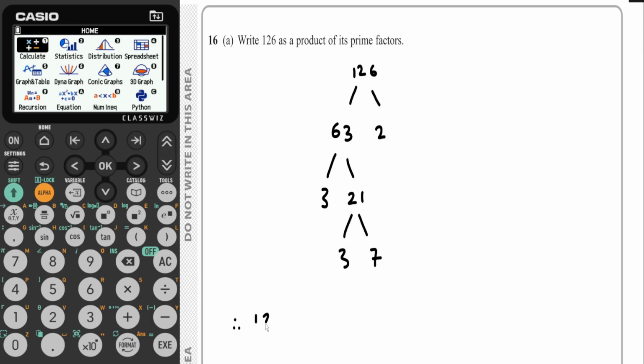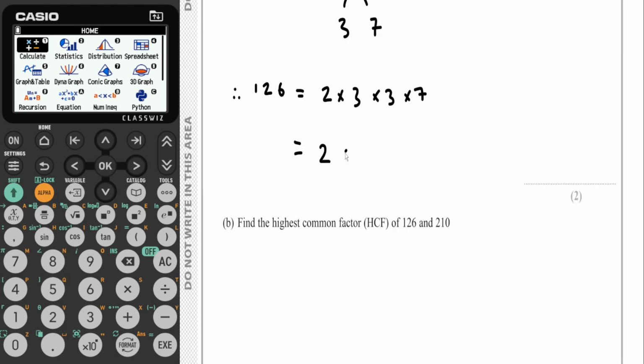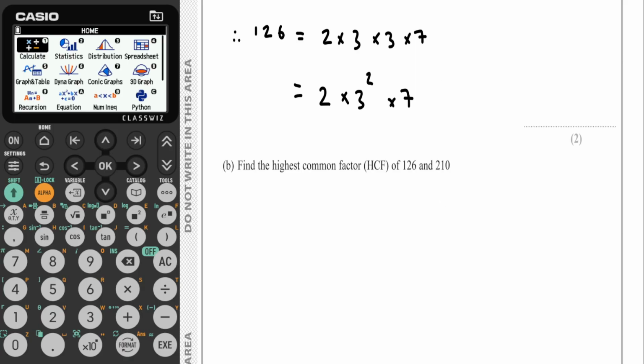So therefore, 126 equals 2 times by 3 times by 3 times by 7. Or we could have 2 times by 3 squared times by 7. For part B, we have to find the highest common factor of 126 and 210. Well, the 210, let's split that up. We can split that up into 21 times by 10. These aren't prime numbers, so these we can further split up as 3 times by 7 and 2 times by 5.